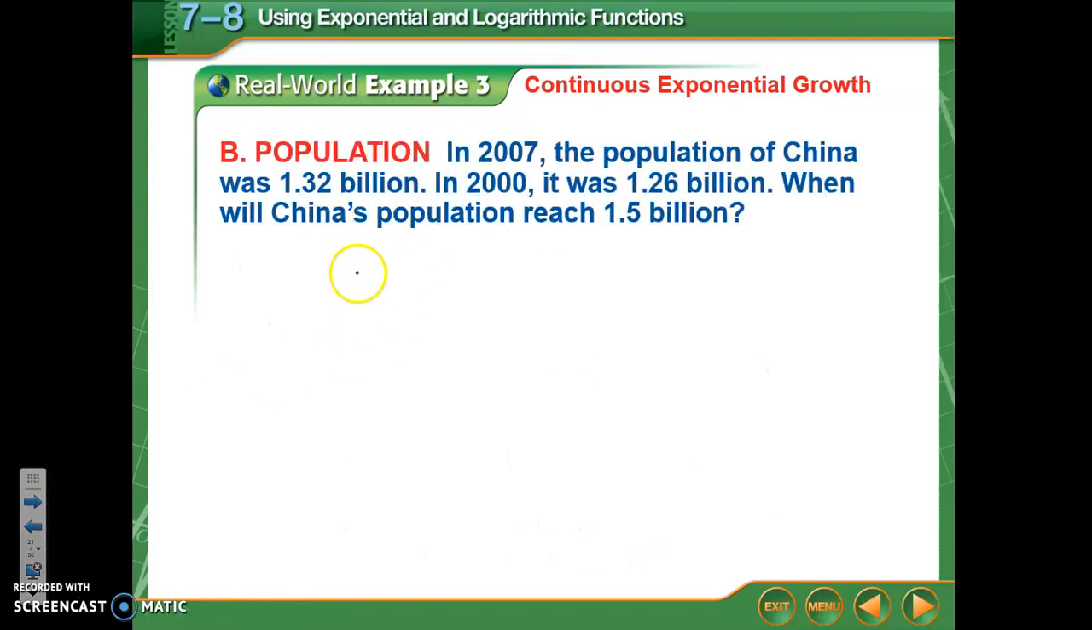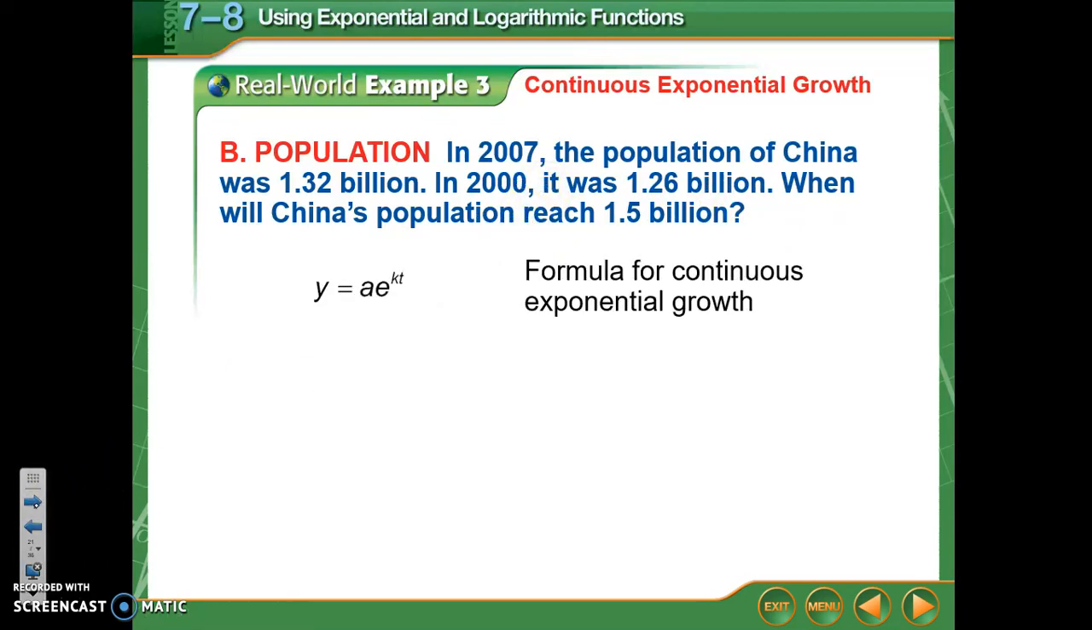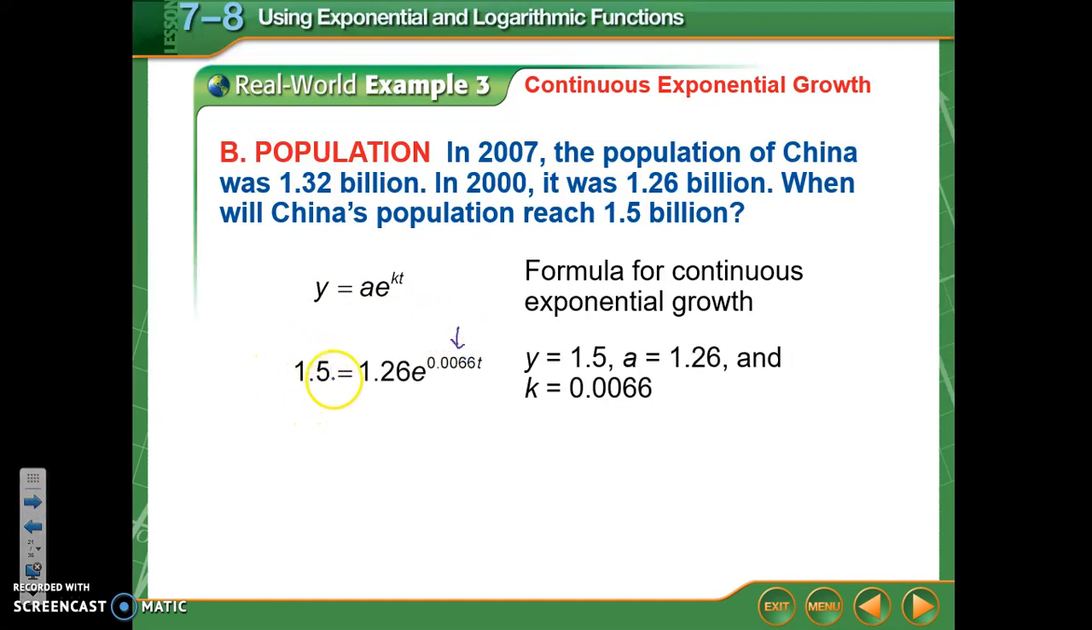So we are using the same problem, but when will China's population reach 1.5 billion? So using my same formula, now I know the value for K. So I plug in the value for K. I want to know when it will be 1.5 billion, so I want to know when that's going to be the final amount. My starting amount is still 1.26, and T is my variable because I need to know when. I'm solving for time.